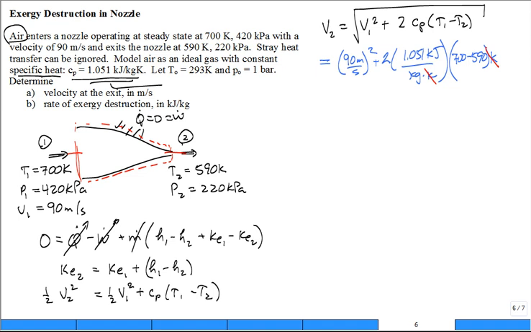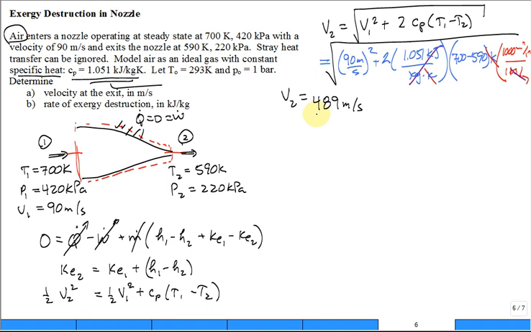Right? No. You have to remember that 1,000 meters squared per second squared is equal to 1 kilojoule per kilogram. So the kilojoules per kilogram cancel. Okay, they cancel, and we have that 1,000. Then you take the square root, and now you can get the right answer. So V2 is 489 meters per second.